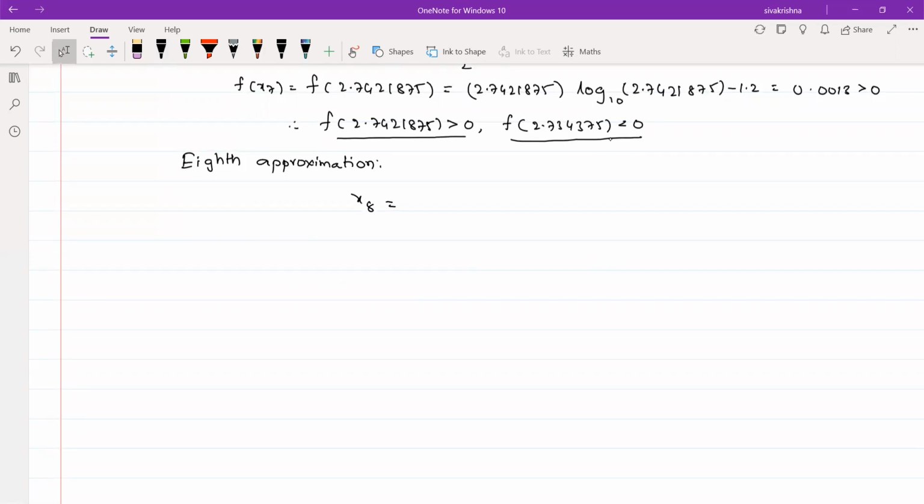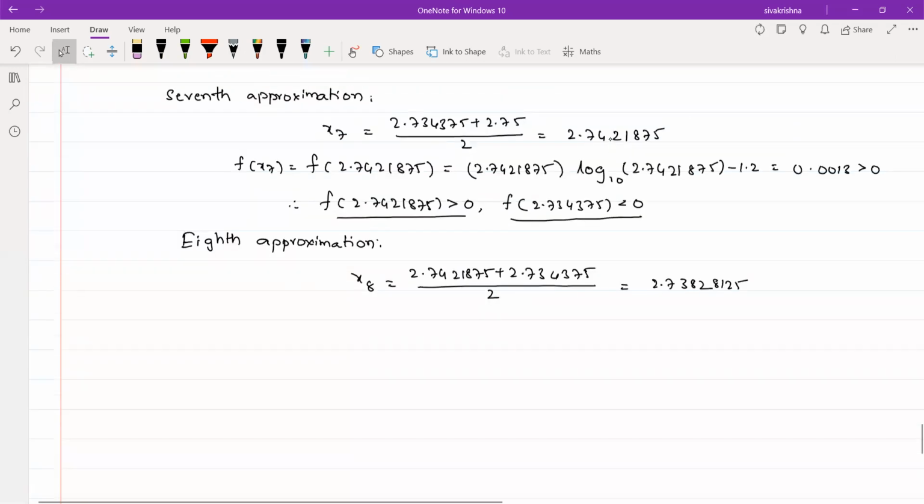And it is the average of the two numbers which are having opposite signs, and those are (2.7421875 + 2.734375) by 2. If we calculate this value, we get 2.73828125.